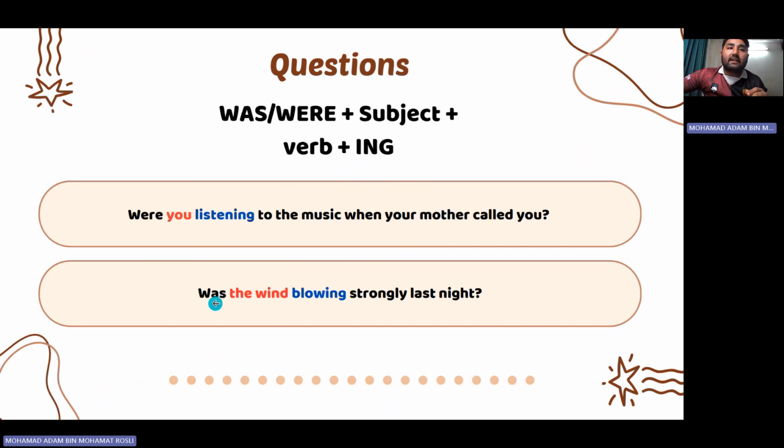And the second example is, was the wind blowing strongly last night? The wind is an uncountable noun, so we count it as a singular subject. So we use was at the front. So as you can see, we use the verb to be at the front, and then we add the subject and then the verb plus ing.